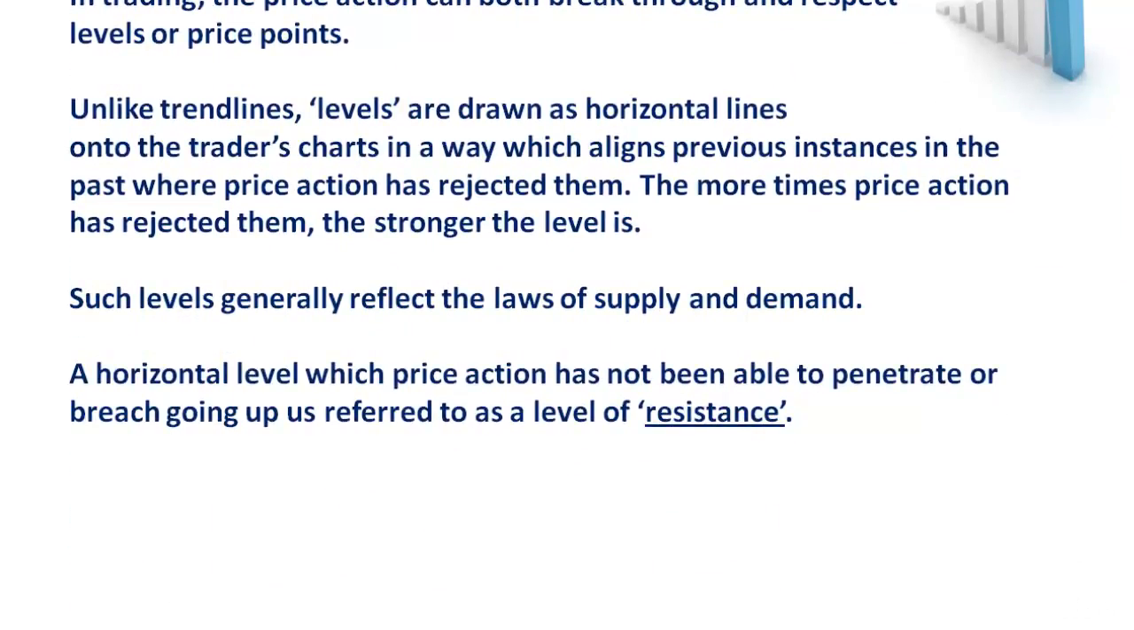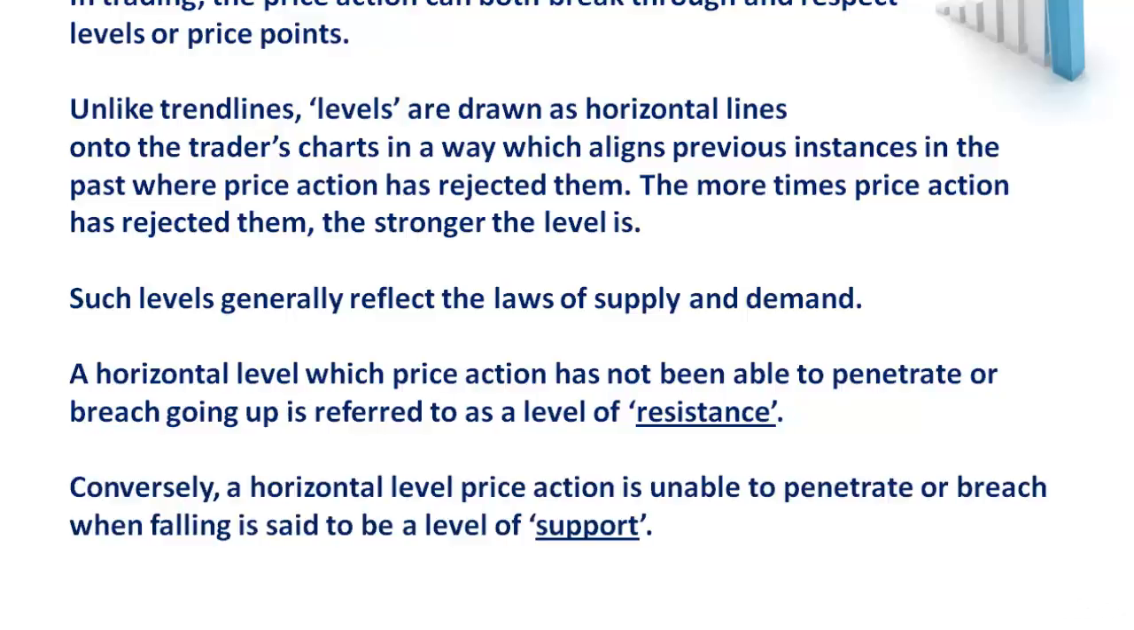And for those of you who are unfamiliar with the terms support and resistance when it comes to technical analysis, we can define it like so. A horizontal level which price action has not been able to penetrate or breach going up, or in an upward trend, is generally referred to as a level of resistance. Whereas on the flip side, a horizontal level price action is unable to penetrate or breach when falling is said to be a level of support.